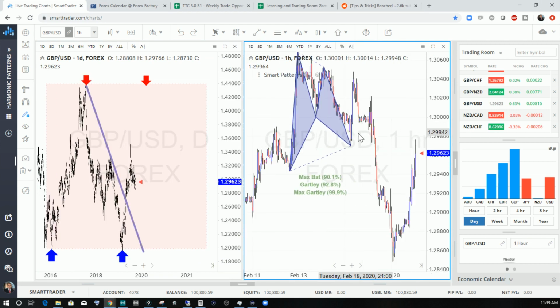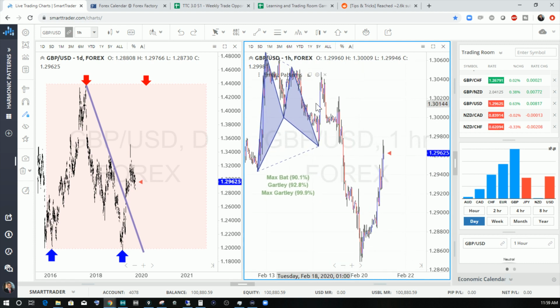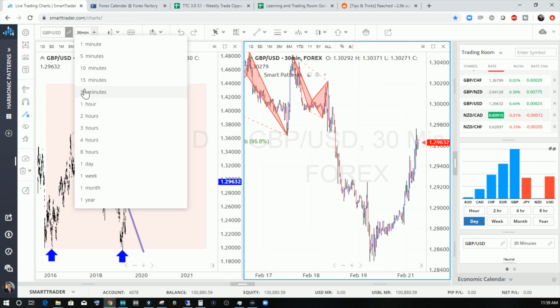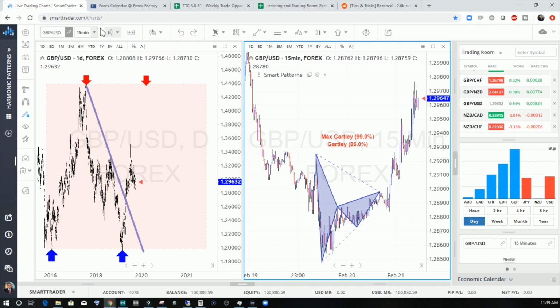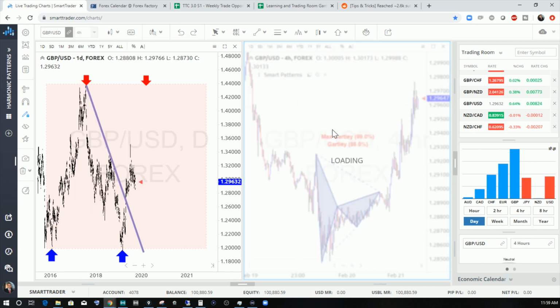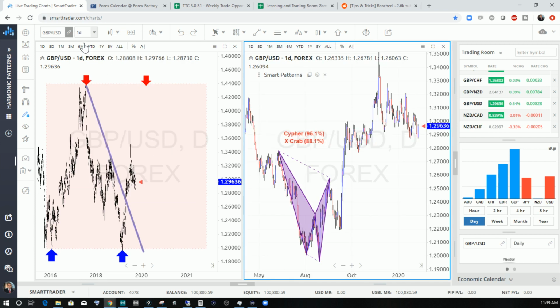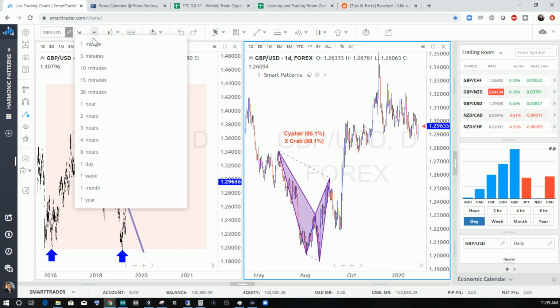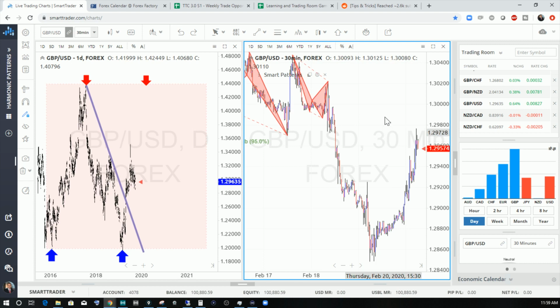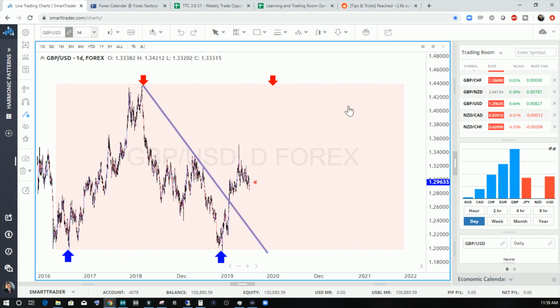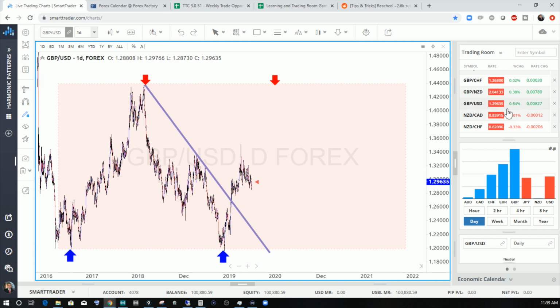All right. So here's the 1 hour time frame right here. We're looking for bearish patterns. Let's go ahead and flip it over to the 30-minute time frame. Let's go to the 15-minute time frame. Let's go to the 4-hour time frame. Let's go to the daily. Nothing there on the daily. Let's go back to the 30. All right. So we'll look for a pattern on the lower time frame to be able to trade, right, on the pound US dollar.